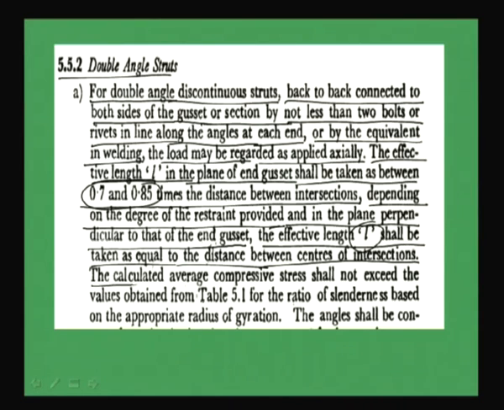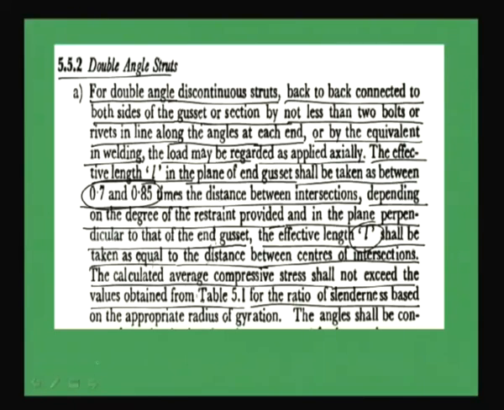The calculated average compressive stress shall not exceed the values obtained from table 5.1. So, whatever values have been given in table 5.1, it should not exceed that. For the ratio of slenderness based on the appropriate radius of gyration, okay. So, for double angle, these provisions we have to keep in mind while going for design.